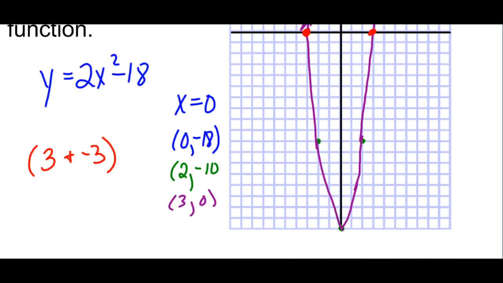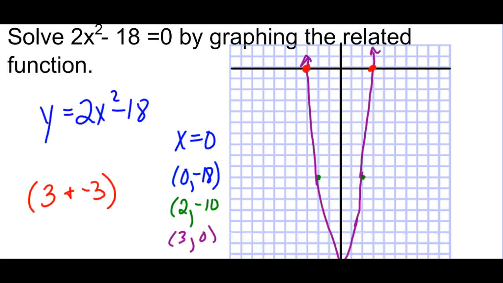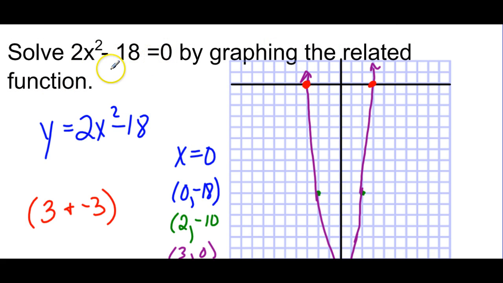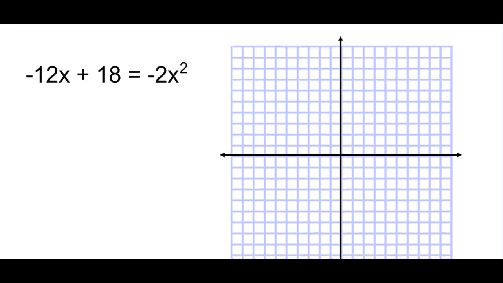Now I just want to show you something very, very quickly. If you were to solve this algebraically, add 18 to both sides, divide by 2, take the square root, those would be the exact same answers you'd have gotten. All right, so let's do two more here. You should pause the video and do this one on your own first.